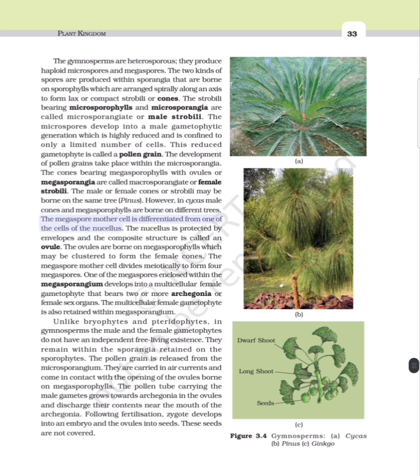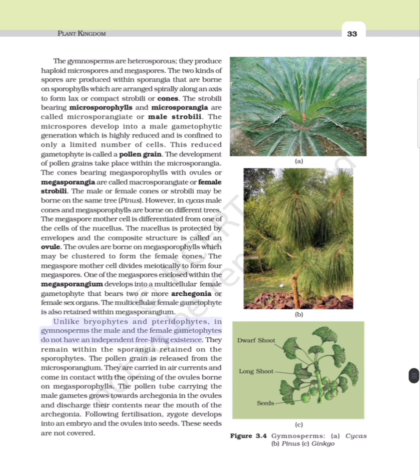The megaspore mother cell is differentiated from one of the cells of the nucellus. The nucellus is protected by envelopes and the composite structure is called an ovule. The ovules are borne on megasporophylls which may be clustered to form the female cones. The megaspore mother cell divides meiotically to form 4 megaspores. One of the megaspores enclosed within the megasporangium develops into a multicellular female gametophyte that bears 2 or more archegonia or female sex organs. The multicellular female gametophyte is also retained within the megasporangium.